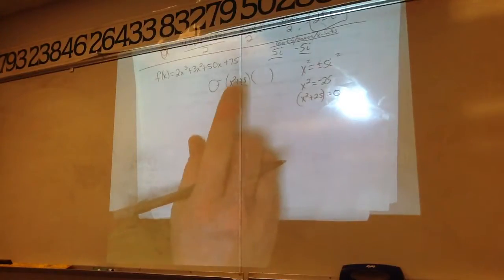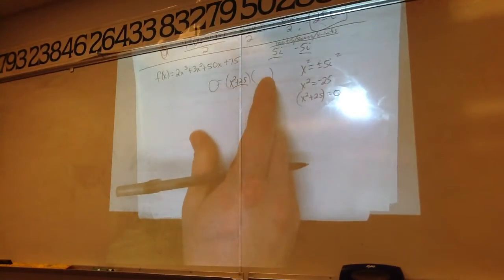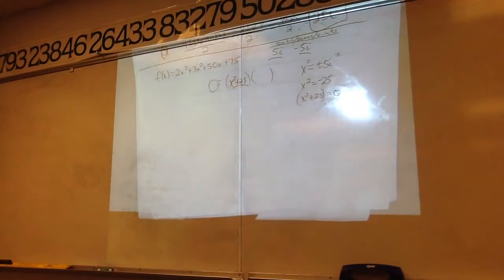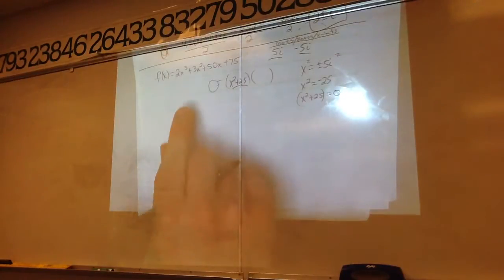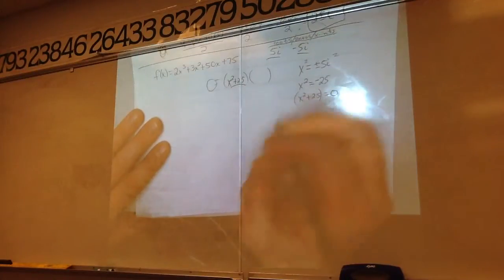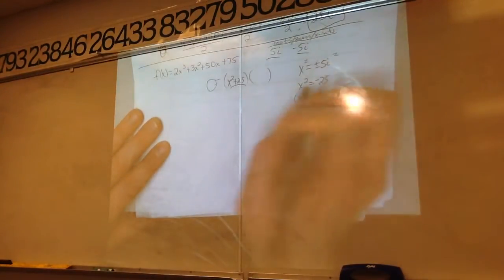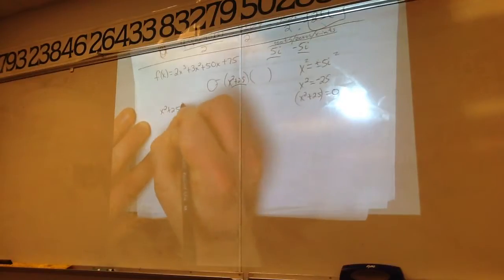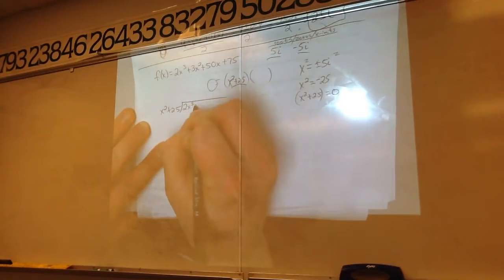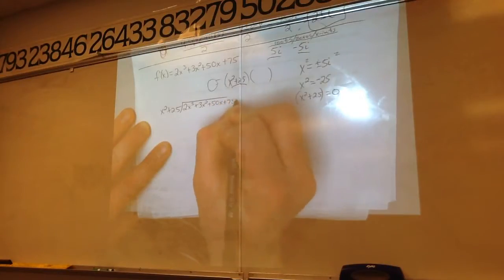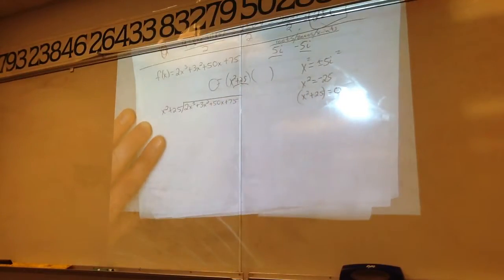How can you use that to figure out the other one? Divide the other one by that. How do we divide that by that? Long division. Can't do synthetic because it's an imaginary number. So you'd have x squared plus 25 into 2x to the third plus 3x squared plus 50x plus 75. And then you guys know the drill.